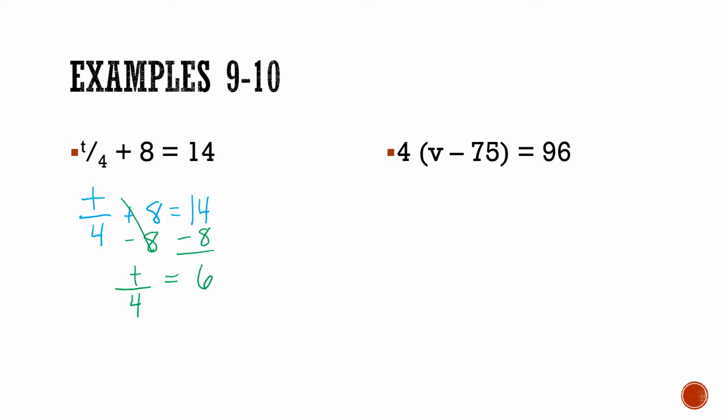So now to get the t by itself, instead of dividing by 4, we have to do the opposite, which is to multiply by 4. Those cancel each other. So we're going to multiply by 4 on this side of our equation, leaving us with t equals, and 6 times 4 is 24.